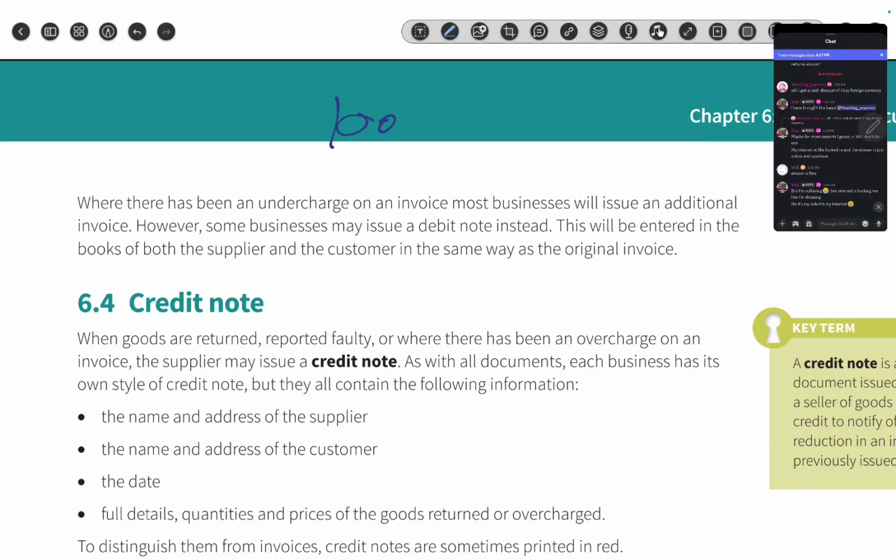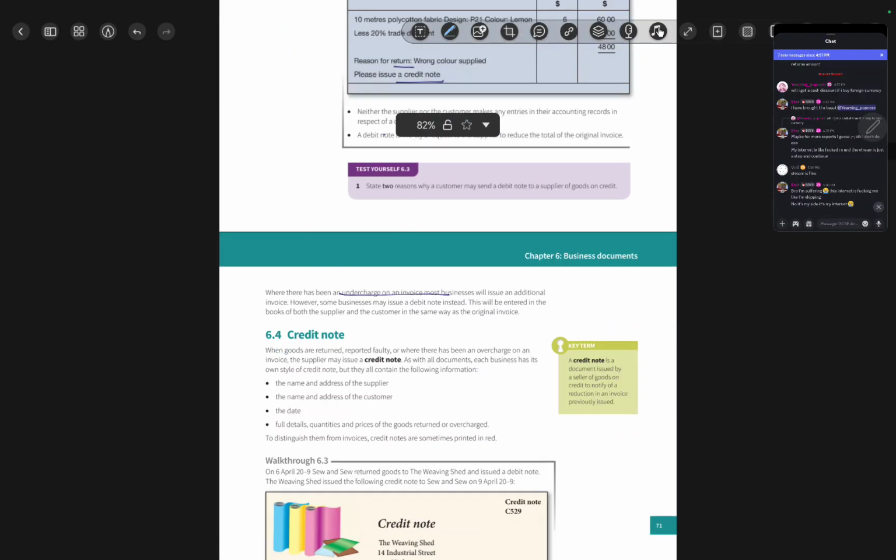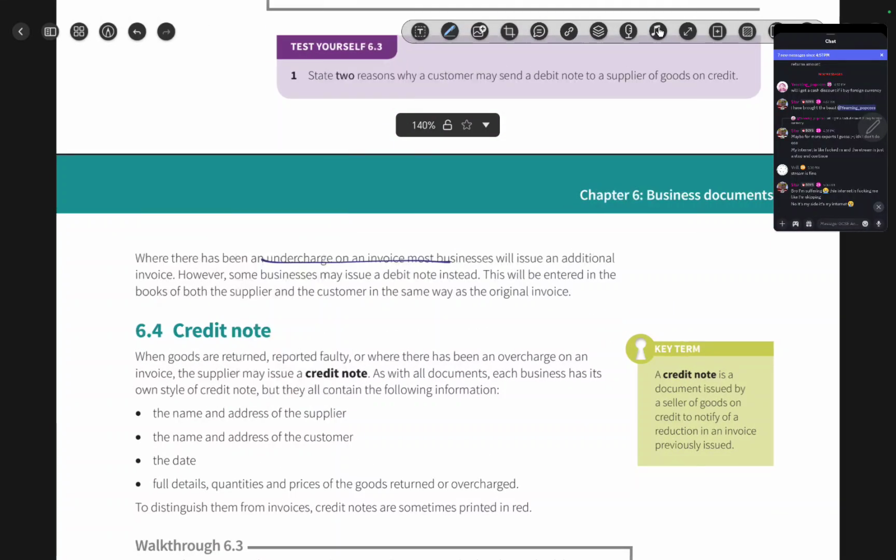Say you bought goods for $1,000. An undercharge on an invoice means the goods are worth $1,000, but the invoice only has it written as $800. So the business will issue another invoice, and some businesses may issue a debit note.